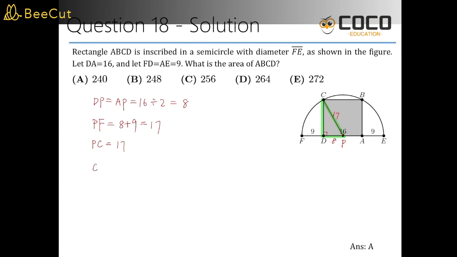So use Pythagoras theorem, CD squared equal to PC squared minus PD squared. So equal to 17 squared minus 8 squared. This is 289 minus 64 equal to 225. 225 is 15 squared. So CD will equal to 15.